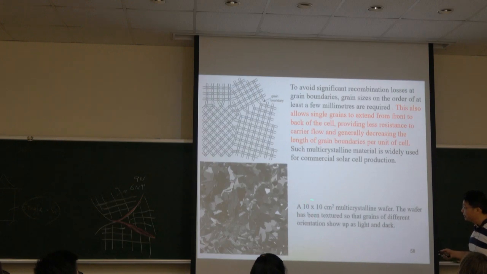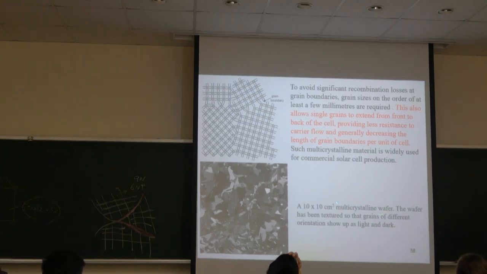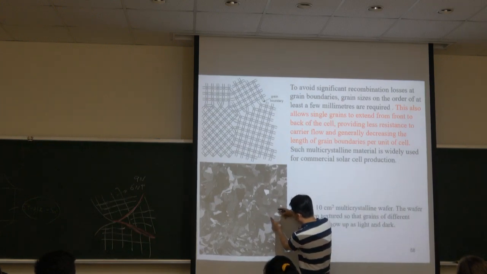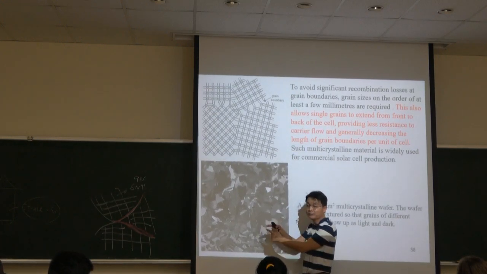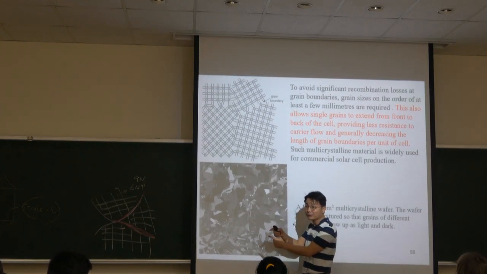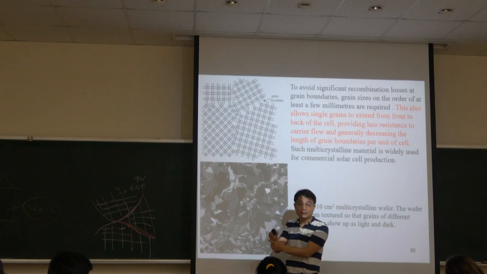This is an example to show. Usually, for the solar cell, we have the 10 centimeter square multi-crystalline wafer. So here I especially emphasize that if we want to increase the conversion efficiency, one of the ways is increase the grain size, right? Because the larger the grain size, the less volume of the grain boundary, right? So the less volume of the grain boundary, the higher the conversion efficiency, right?